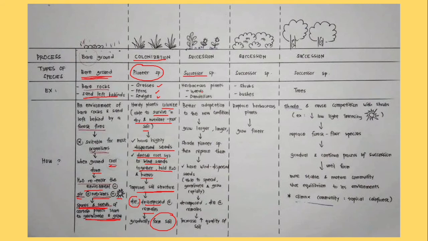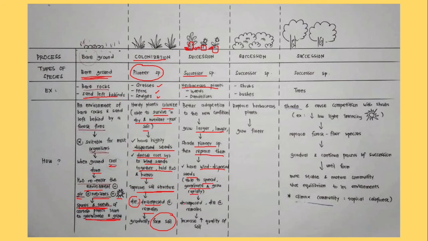Okay, such as herbaceous plants. Start dengan herbaceous plant dulu, iaitu tu batang dia yang lembut. And these herbaceous plants have better adaptations for these conditions, will grow larger and longer, and will shade pioneer species. Dia akan tutup pioneer species, contohnya grass, rumput tadi, and then replace them. And these first successor species have widely dispersed seeds that are able to spread, germinate and grow rapidly.